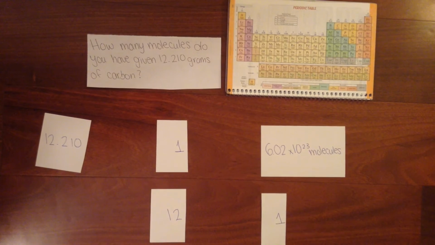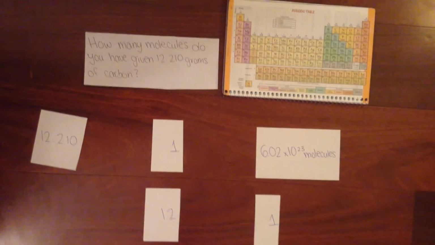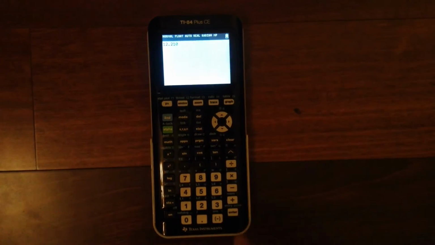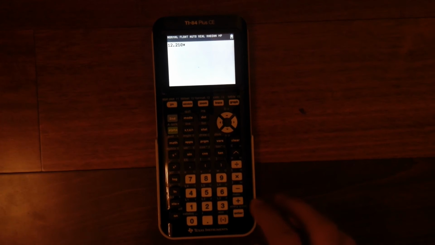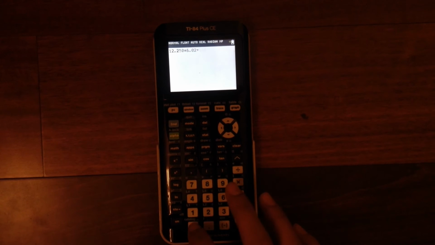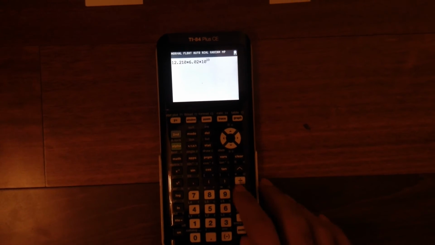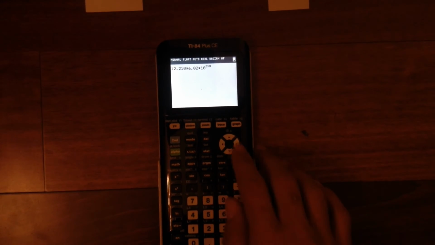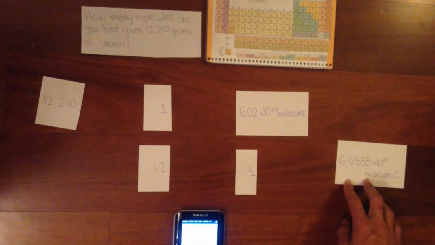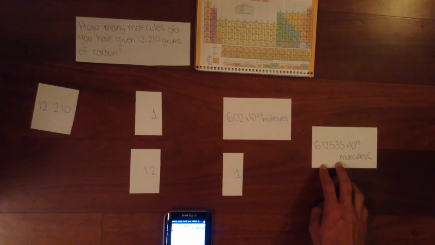Now we are left to solve the equation across. So we have 12.210 times 6.02 times 10 to the 23rd divided by 12, which will give us 6.12535 times 10 to the 23rd molecules of carbon.